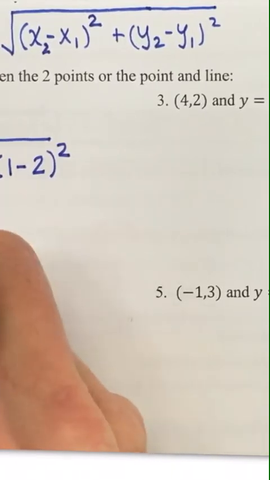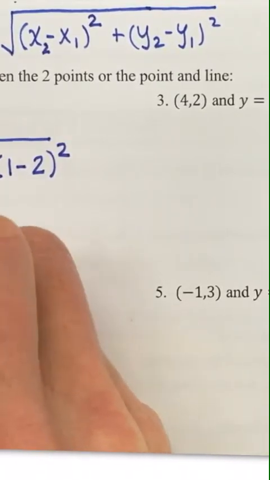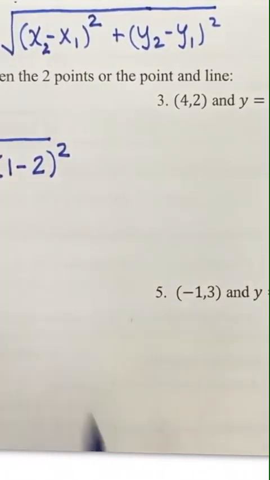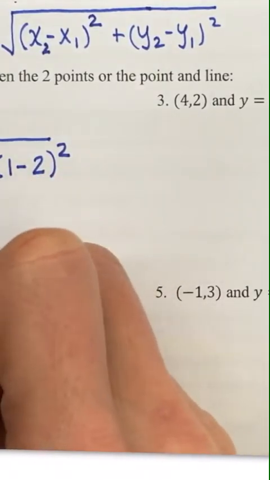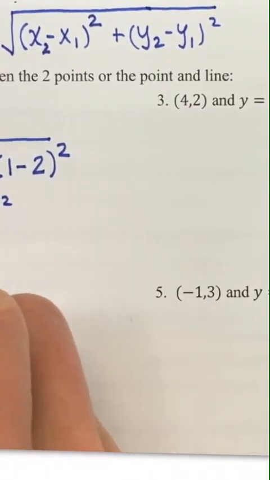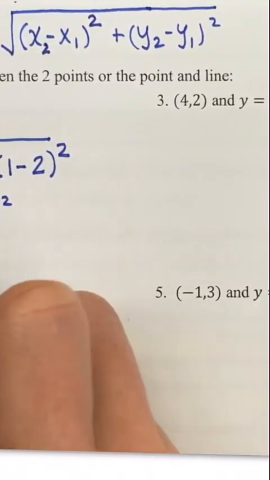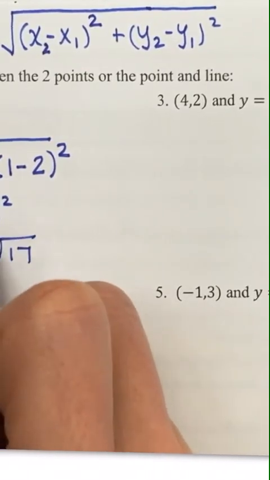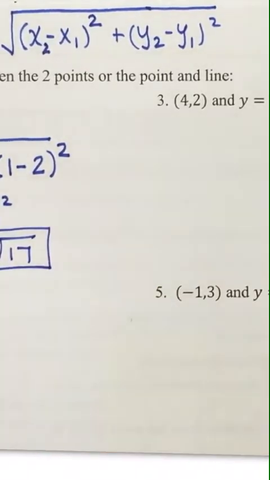So we have the square root of -4 squared. Those parentheses are absolutely important. Plus -1 squared. It's the square root of 16 plus 1, which is the square root of 17. And we're not worried about the decimal version at this point, just plugging in and simplifying to there. You would do the same thing for number 4.